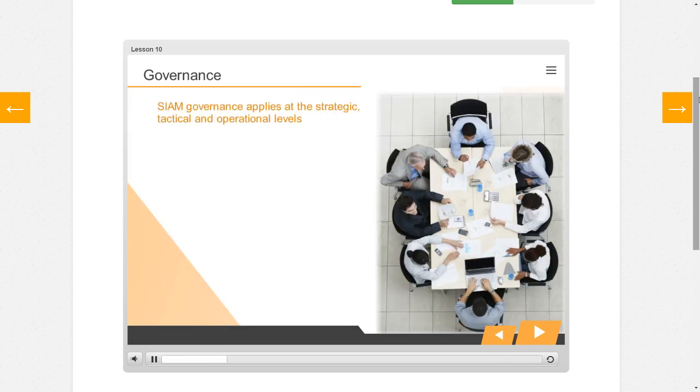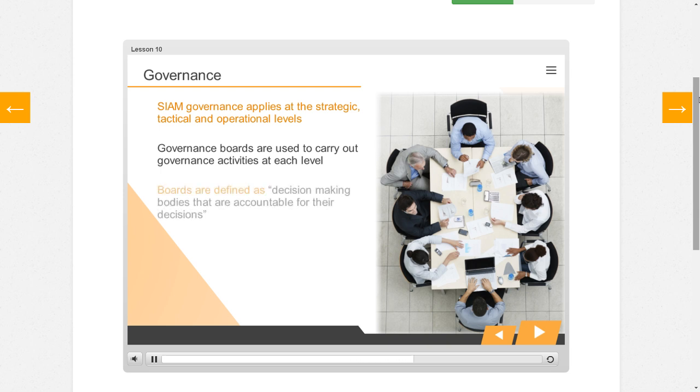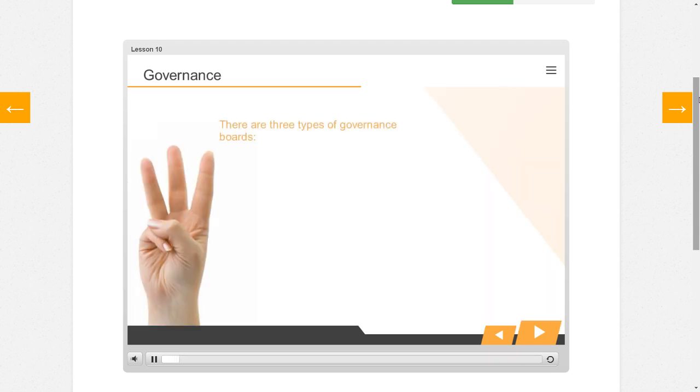SIAM governance applies to the strategic, tactical, and operational levels. Governance boards are used to carry out governance activities at each level. Boards are defined as decision-making bodies that are accountable for their decisions. We're going to study 3 types of governance boards: executive boards that provide strategic governance, tactical boards, and operational boards.